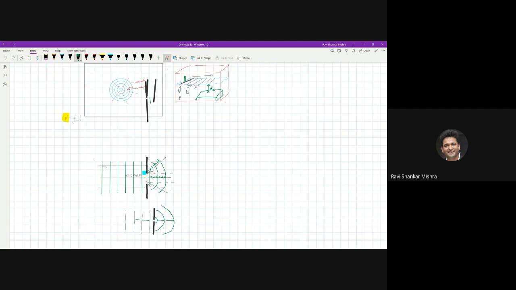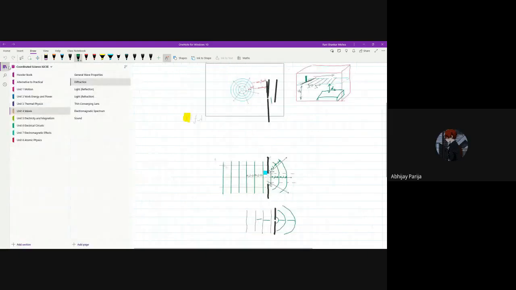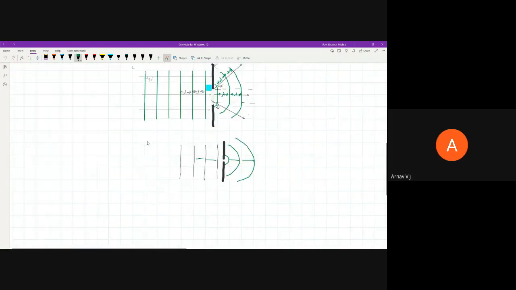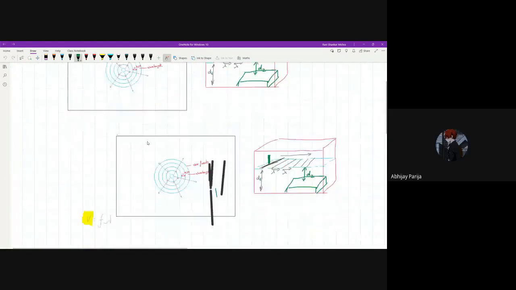Shall I continue? Students? 1 minute, sir. Acha. Shall I zoom some image? Yes, sir. Which one? The top one. So the cube, yeah.